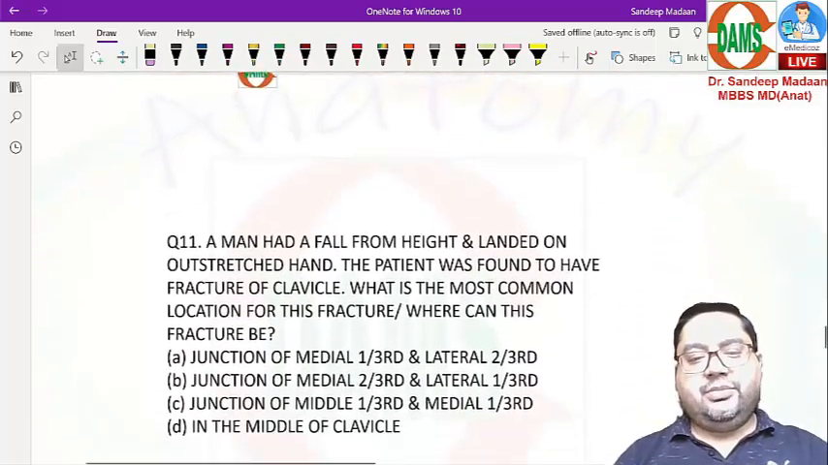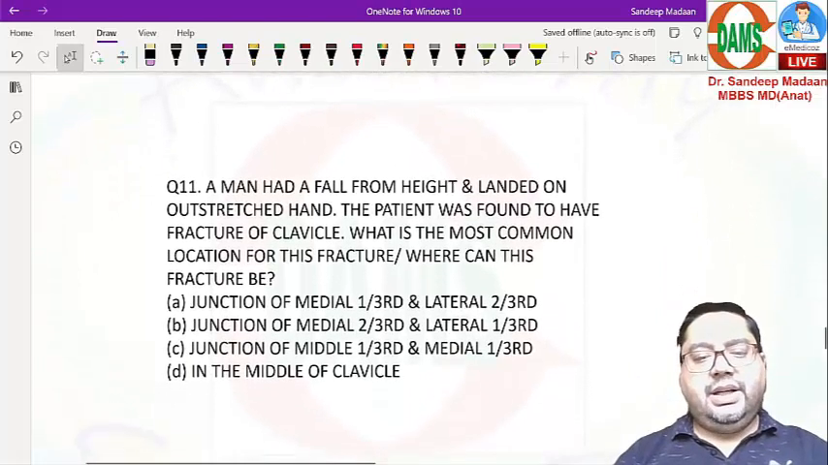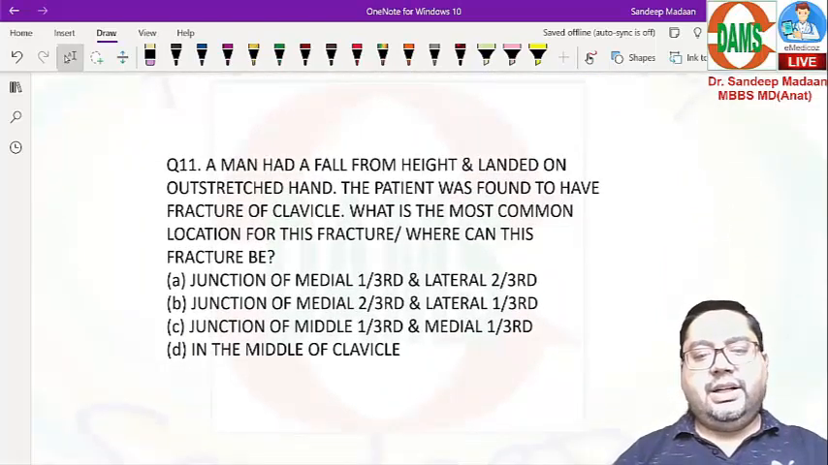And let us move on to the next question. A man had a fall from a height and landed on an outstretched hand. The patient was found to have a fracture of the clavicle. What is the most common site of the fracture?